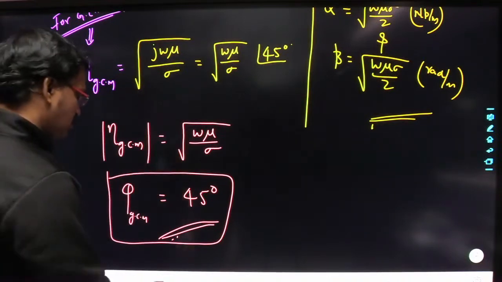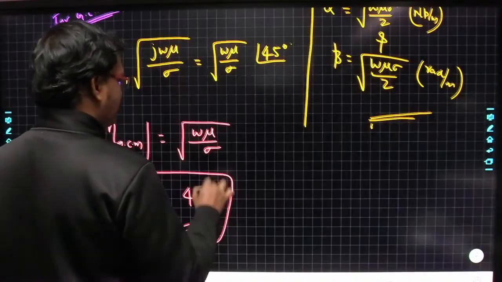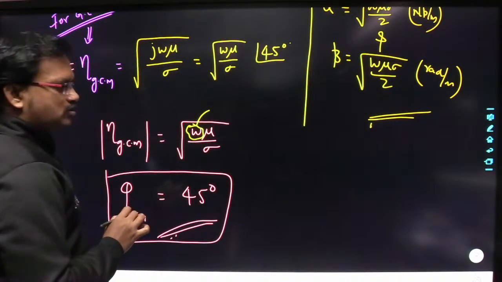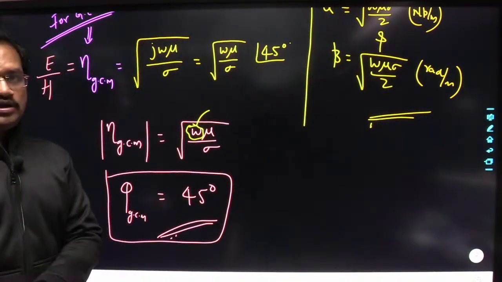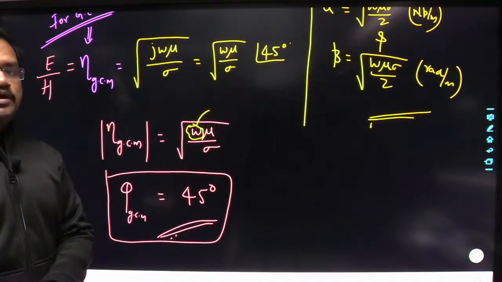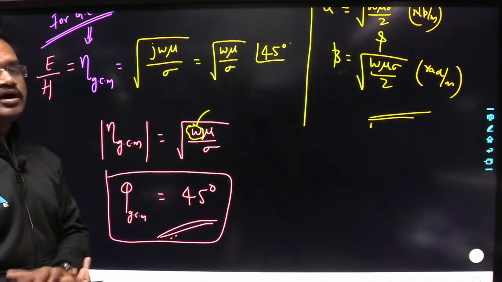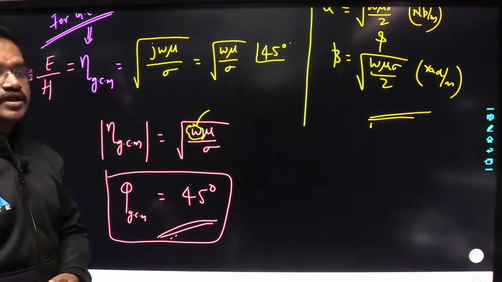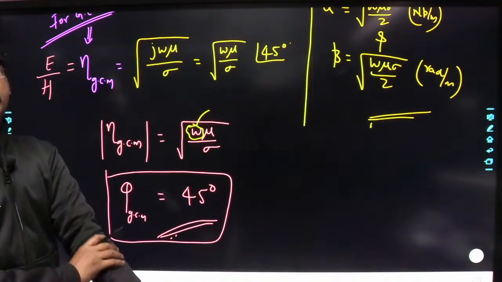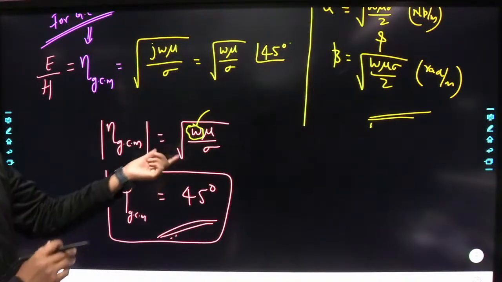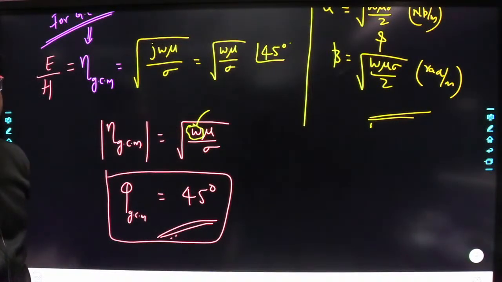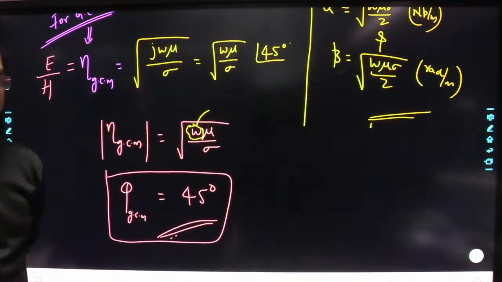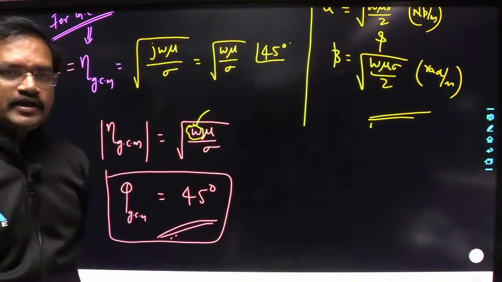So again here we are getting the omega value. Understood? But here they have not given the omega value. In this problem they have not mentioned anything about omega. So how can you calculate the magnitude of the intrinsic impedance?